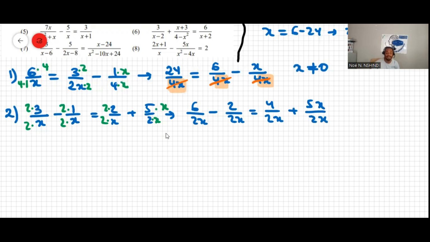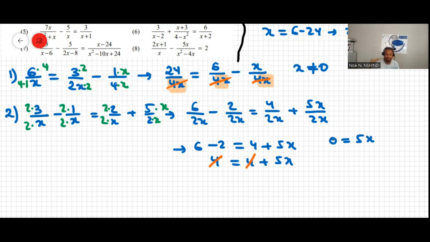Now that we have 2x as the denominator for the whole equation, we can just drop the denominators. So the numerators give 6 minus 2 equal to 4 plus 5x. 6 minus 2 is 4, equal to 4 plus 5x. Then we have 4 on the left and the right side, so we can cross them out, or in other words, if we move 4 over, it's going to be 0 equal to 5x.